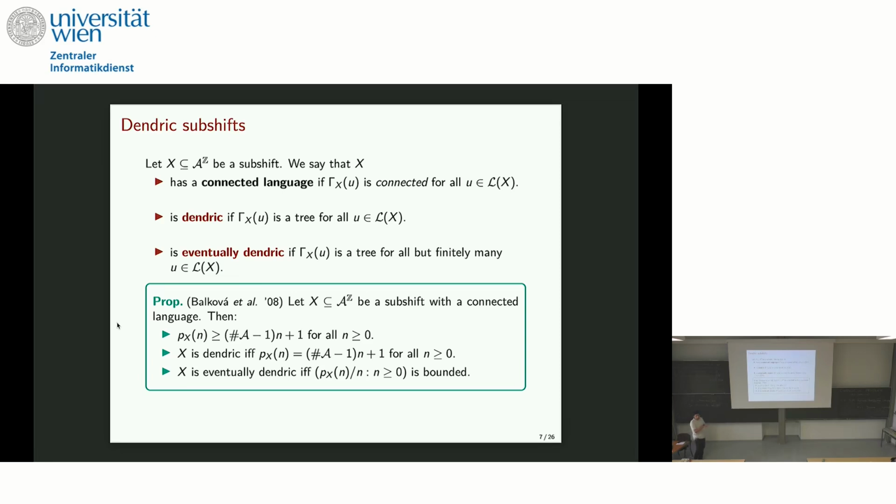So this is an instance of something more general. Dendricity is going to be this very good property from a combinatorics on words point of view, because here we have this very exact quantity. We're counting things very nicely. On the other hand, eventual dendricity is going to be more natural from a dynamical perspective. It's going to be the dynamical closure of dendricity. That's why we have something more qualitative.